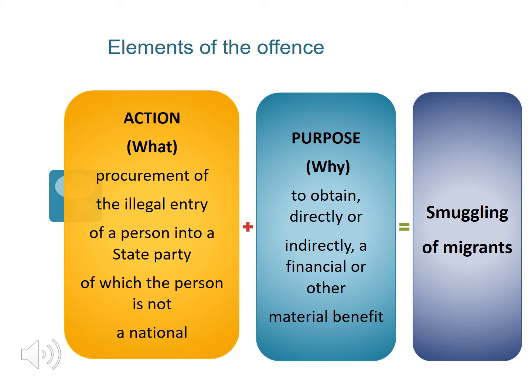So, to establish the crime of smuggling of migrants according to the Smuggling of Migrants Protocol, it is necessary that the offender engages in the action of procuring the illegal entry of a person into a country of which the person is not a national nor a permanent resident, with the intention and for the purpose of obtaining a financial or another material benefit.